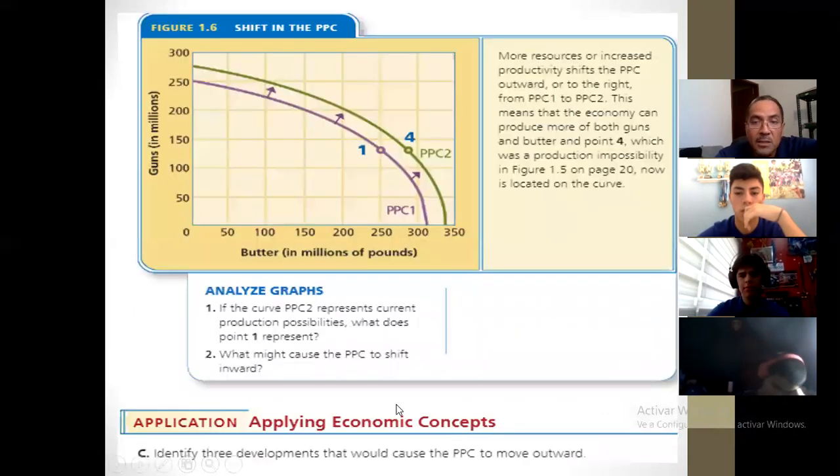Now over here, this is the picture that they were referring to, 1.6. This is picture 1.6. And let's read what it says over here. It says more resources or increased productivity shifts the PPC outward.